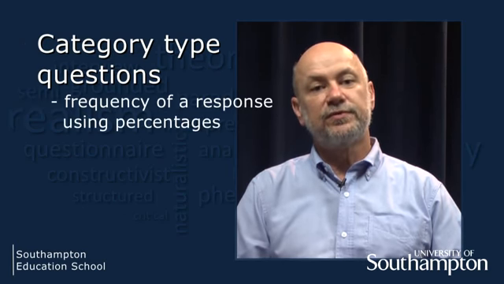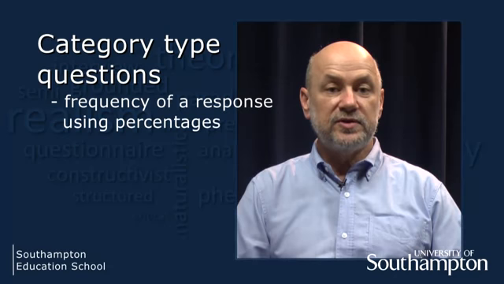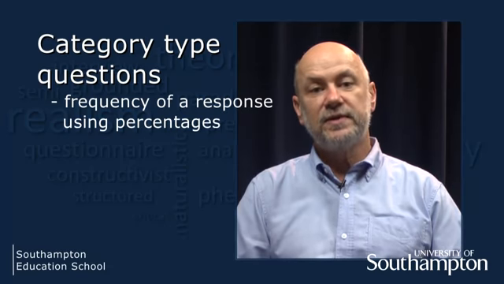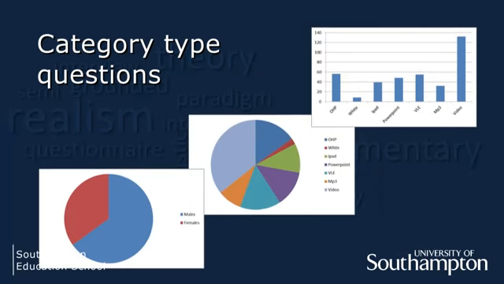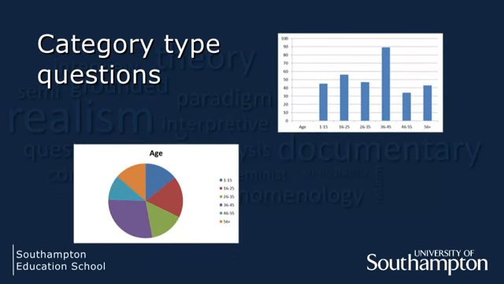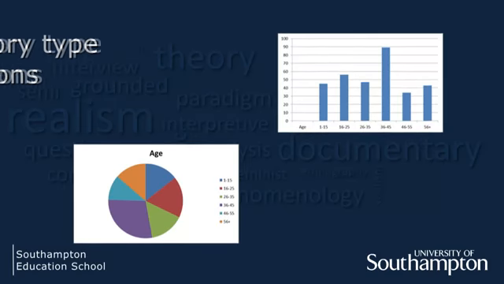The first stage for me is to summarise and describe the responses to each of the questions in turn. For category type questions, we count or determine the frequency of a response. For example, I would find the frequency of the occurrence of the males and the females. This is usually reported using percentages and by using bar charts and pie charts. Ordinal questions, such as the responses to various age categories, are reported in the same manner.